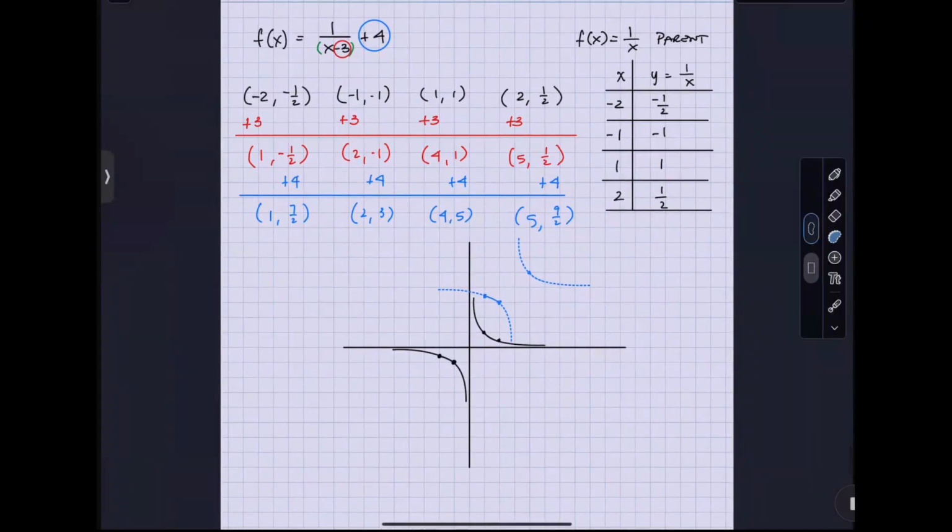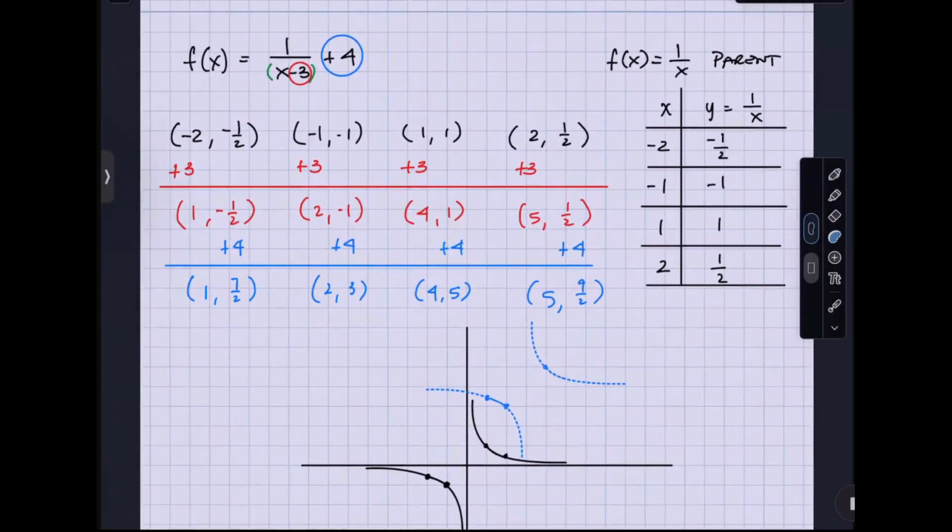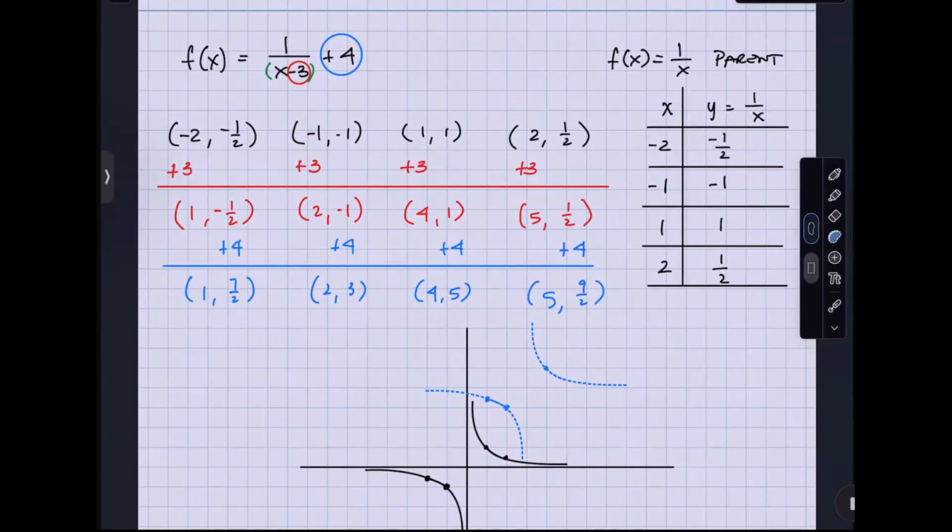So you guys should see this. Yep. If you look at the solid black line, that is the parent function, and the dotted blue line is the transformed function. So if you take any dot, let's say -1, -1, go right 3, go up 4. Boom.